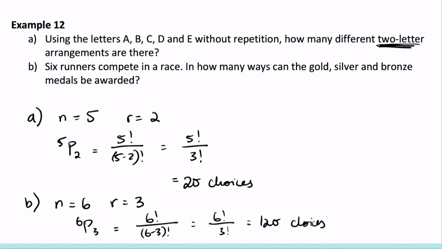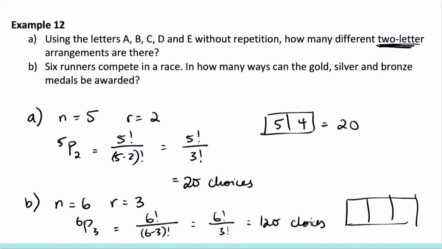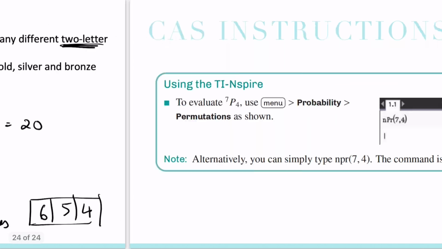As I said, you can absolutely do this using the box method. So for example, over here, for the first example, we have 2-letter arrangements. So I have 5 options in the first, 4 options in the second. So that gives me 20 choices. And then for part B, I want 3 people to win the medal. There are 6 options for the first one, 5 options for the second, and 4 options for the third. And when you multiply those, you get 120. So whichever method you feel comfortable in.